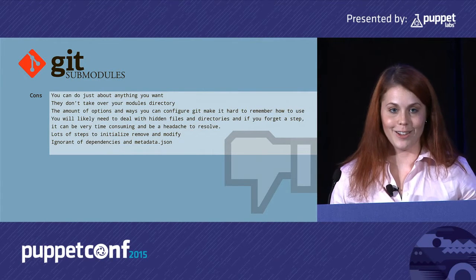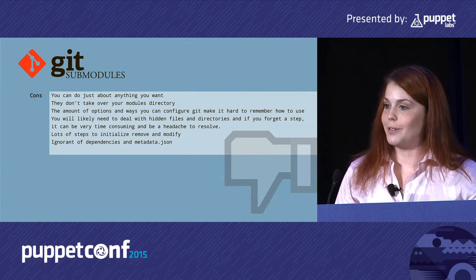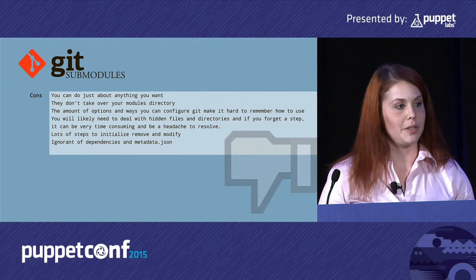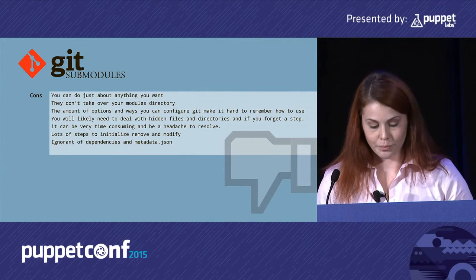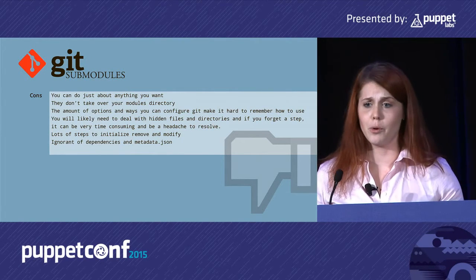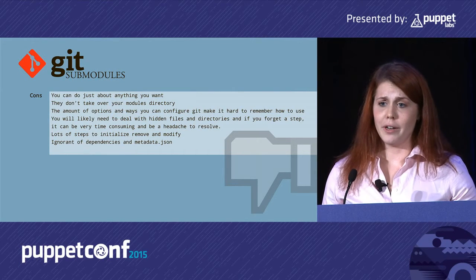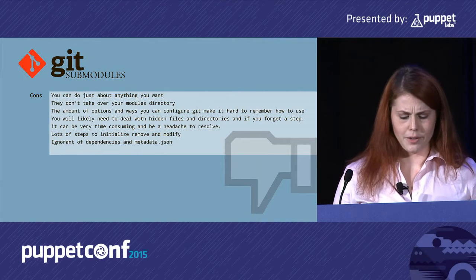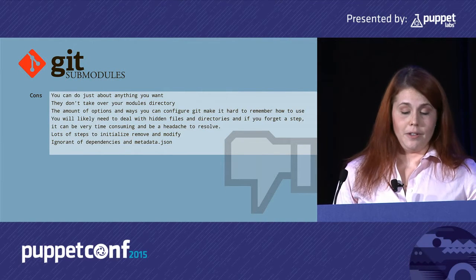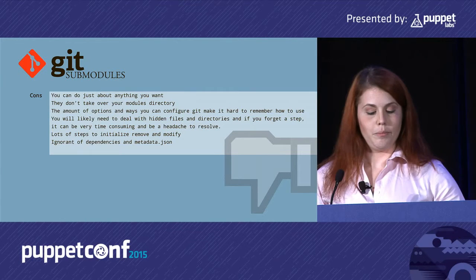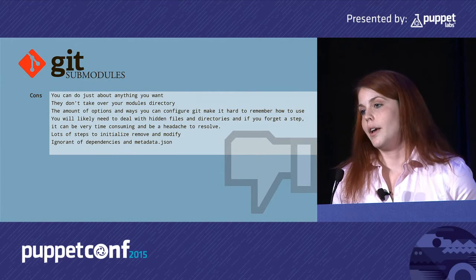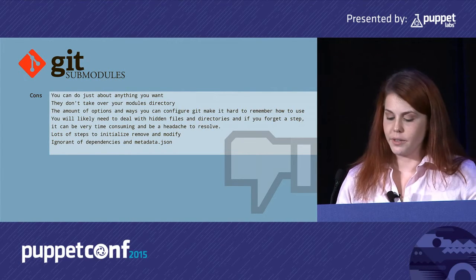Well, the cons are about the same. You can do just about anything you want. You will end up forgetting what the method is to do it, and you'll do it slightly different, and then it'll take a long time to fix. It doesn't take over your modules directory. Now you have 2 places. You have the local folder, and then you have the remote repository, and someone makes changes in one and not the other, and things get confusing. As I was mentioning before, it's just lots of different ways that you can make things hard to remember. And it doesn't have any sort of Puppet-specific stuff, like it doesn't have metadata.json or dependency resolution.